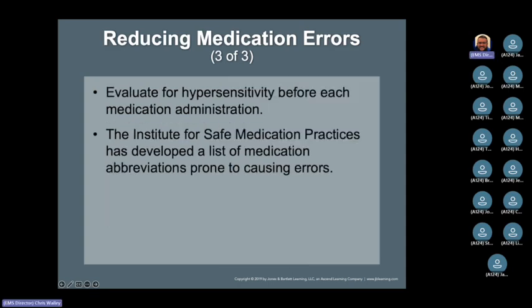So evaluate your patient's medication, their allergy, and their hypersensitivity before each medication that is given. The Institute for Safe Medication Practices has developed a list of medication abbreviations prone to causing errors. In your book, you should see some important sources of error relevant to the pre-hospital setting. Mine says 1211, just not real sure what yours says. So be cautious. I'm not trying to scare nobody.